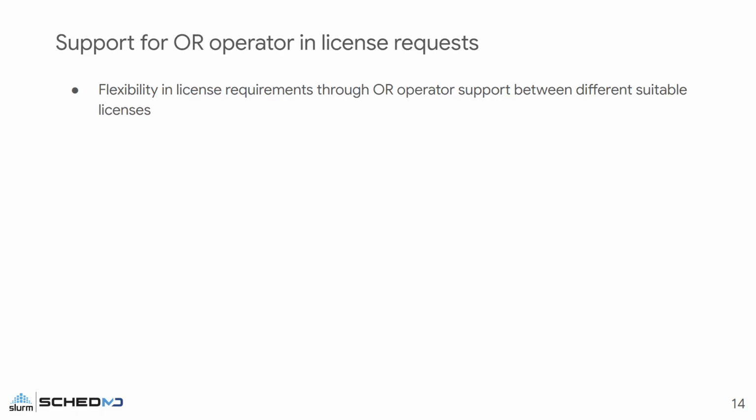We added support for an OR operator as part of a license request, giving a bit more flexibility in how licenses are set up and managed. If you had, say, two interchangeable pools of licenses and you just wanted the scheduler to be able to hint to the job which pool of licenses they should actually go and request the real license from, you can now specify the license request as license 1 or license 2, and the scheduler will give you license 1 or license 2.